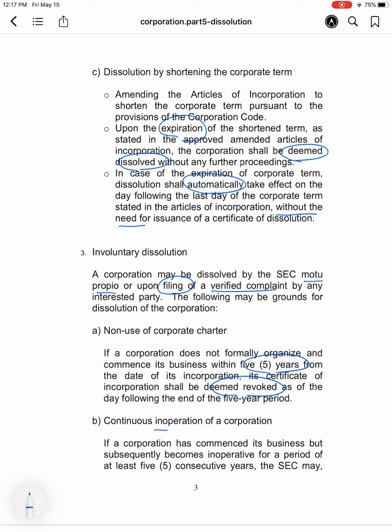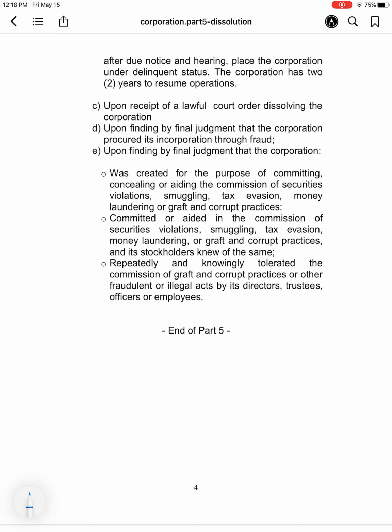Letter B, continuous operation of a corporation. Na-discuss din to sa incorporation na topic. Ito, mayroong certificate of incorporation, nag-organize, nag-do business, pero huminto. If a corporation has commenced its business but subsequently becomes inoperative for a period of at least 5 consecutive years, the SEC may, after due notice and hearing, place the corporation under delinquent status. So, hindi na-revoke yung kanyang certificate of incorporation. The corporation has 2 years, so binibigyan pa siya ng chance to resume operations.